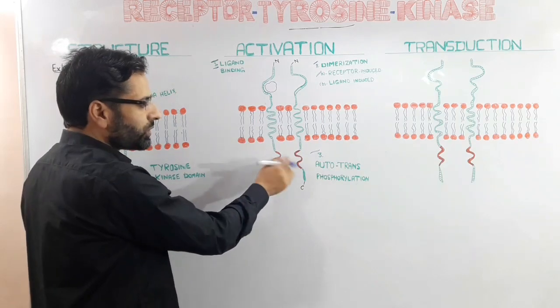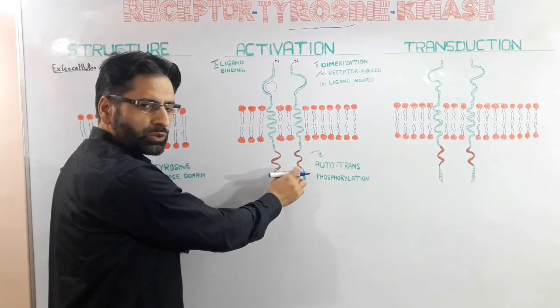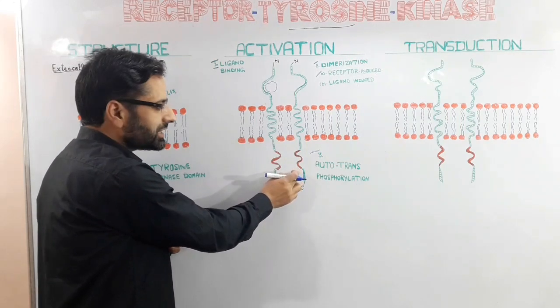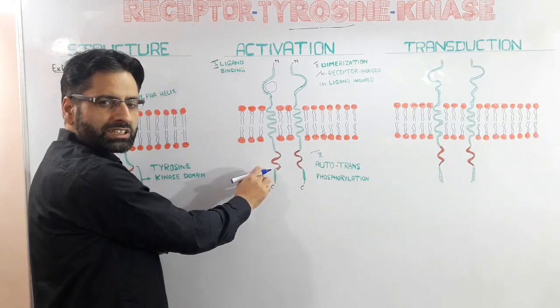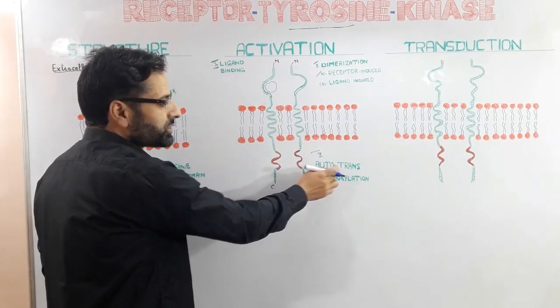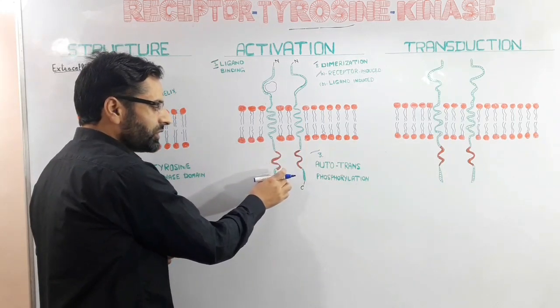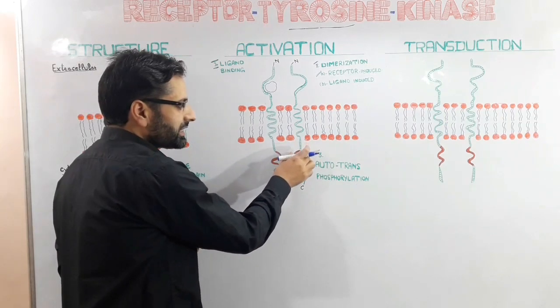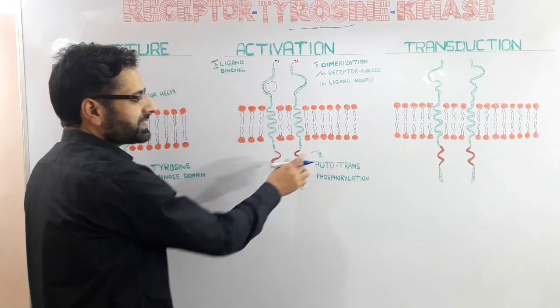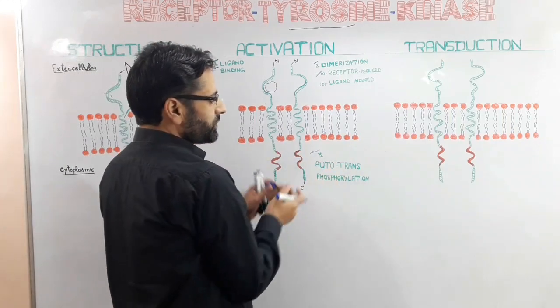So they will crisscross this phosphorylation. This segment will phosphorylate the tyrosine amino acid present in this chain, and this one will phosphorylate the tyrosine amino acid present in this chain. So it is called autotransphosphorylation. It will not only phosphorylate their own tyrosine amino acids, but they will also phosphorylate the tyrosine amino acids present in its neighboring chain. So this is the autotransphosphorylation.